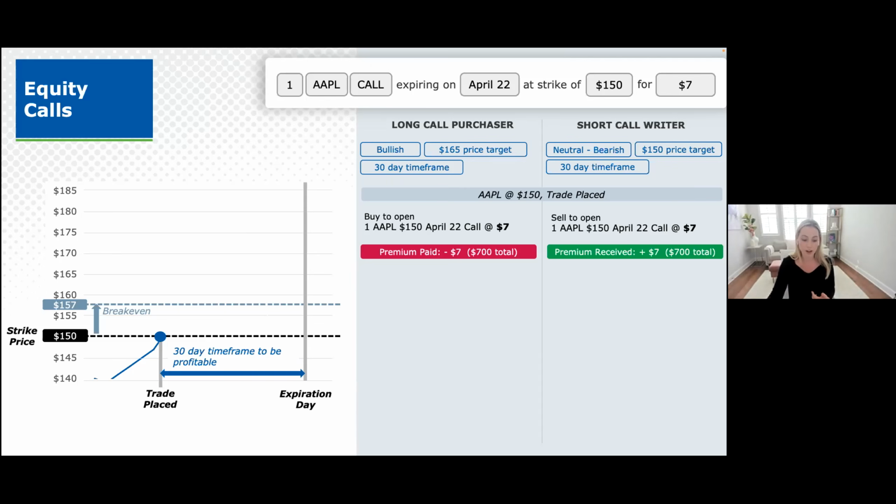So that's where this chart on the left-hand side is important here. This is when the trade's placed. Apple is at 150, which means that they purchased or wrote an at the money call. That's where the call is right now. And the purchaser paid a premium of $7. So they're already out of pocket for $7 and they have the right to buy. The seller has received that premium of $700. So we'll see what happens with each outcome.